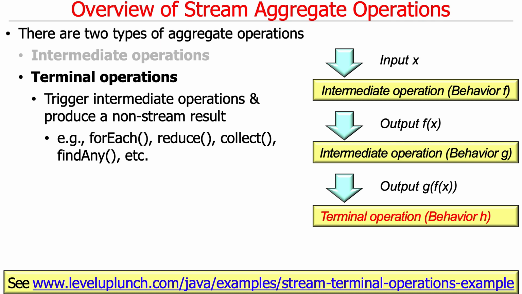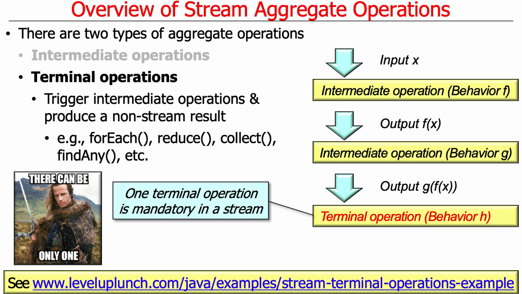Then there's also terminal operations, and these are the ones that occur at the end of the stream. There can only be one of them, and they do two things. They trigger the intermediate operations because everything is lazy, as we'll see over and over again, and they produce a non-stream result. So when you look at the streams interface, which has a lot of methods in it, you ask which ones are intermediate and which ones are terminal. If the return value of an operation is not going to be a stream, then it's probably a terminal operation. Those would include things like forEach, reduce, collect, findAny, and so on and so forth.